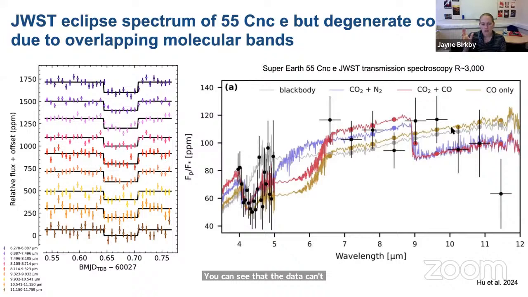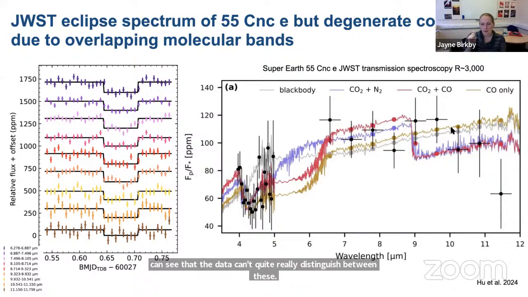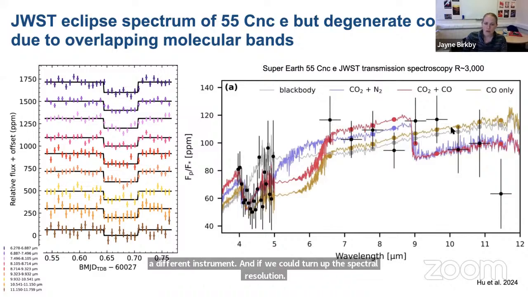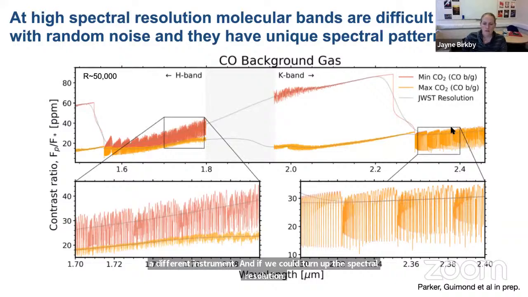Now, we could take our JWST hammer and keep going at it and try and shrink those error bars down. And we can do that, and we might get more information to be able to tell the difference between some of these models. But there is more information in here if we were to use a different instrument. And if we could turn up the spectral resolution, we would find something quite interesting. So this is for one of those models.